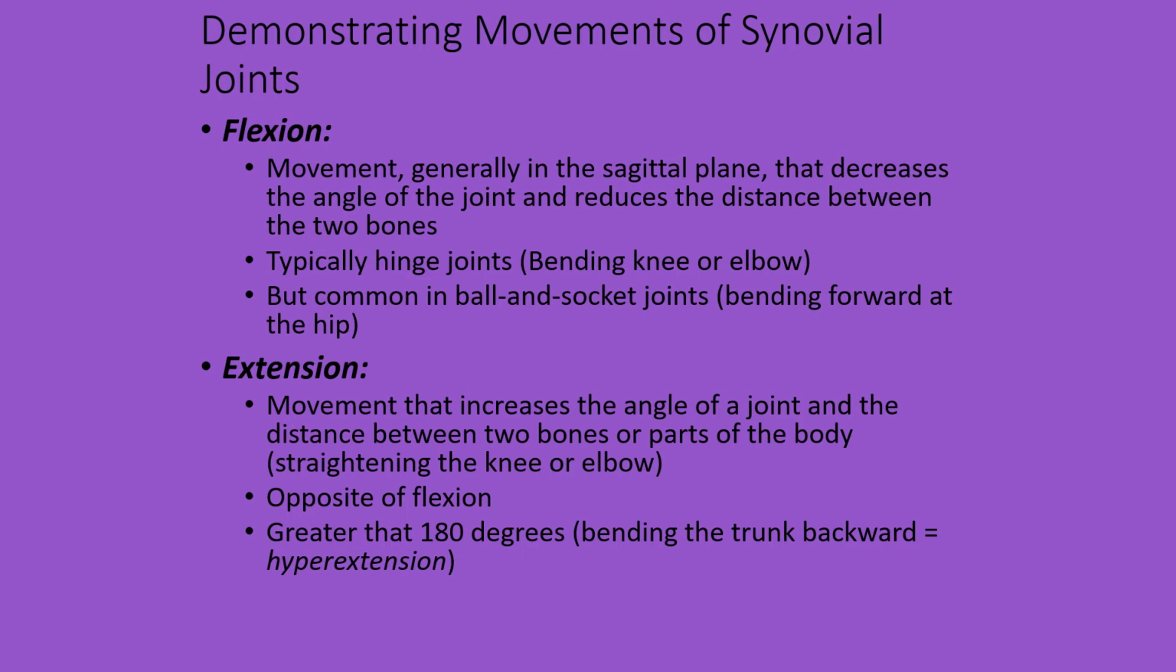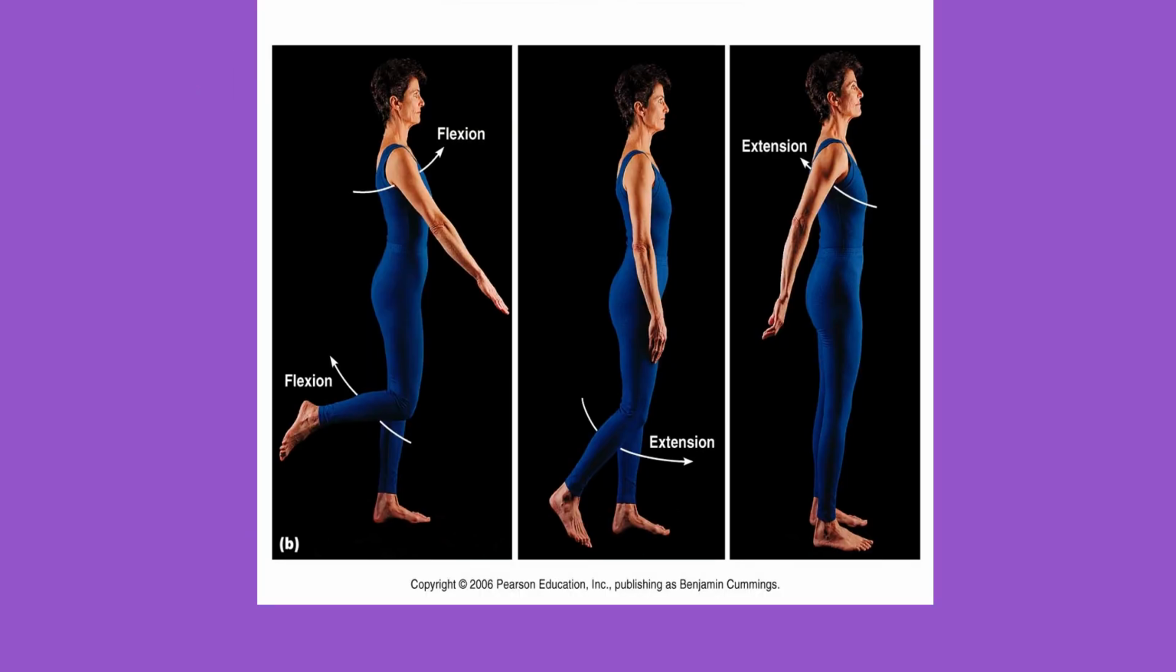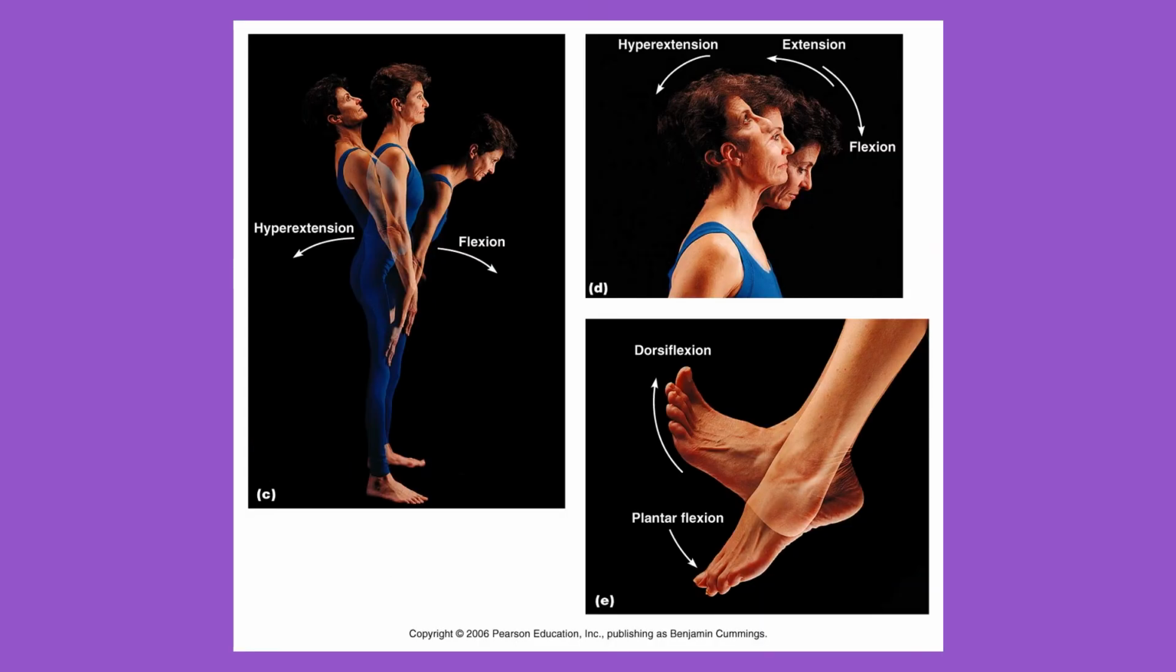Flexion and extension. So flexion is going to be a type of movement where you're decreasing the angle of the joint. It's reducing the distance between the two bones. Extension is going to be the reverse of that, where you're increasing the angle of the joint and you're increasing the distance between the two bones. So they're opposite of each other. And this is just showing examples of this type of movement. You can have hyperextension where you would go beyond that midline point.